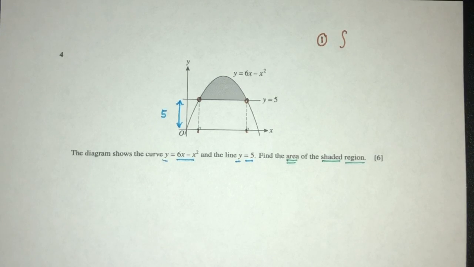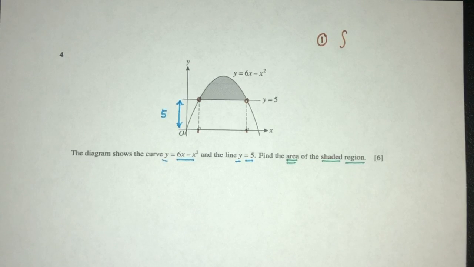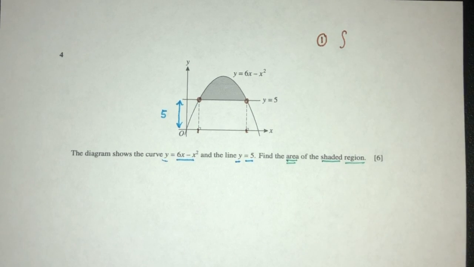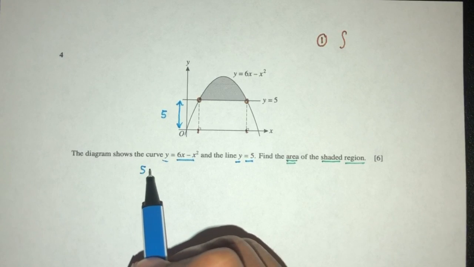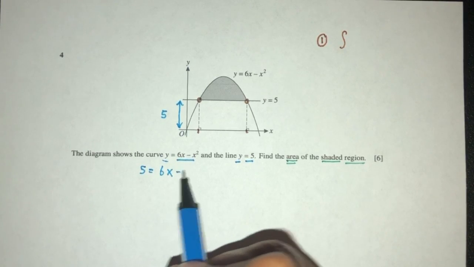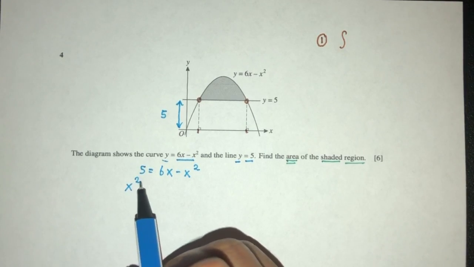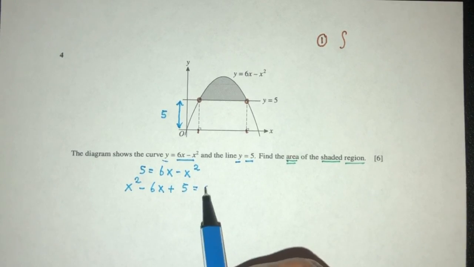So let's find that. The straight line is this and the curve is this, so we have to solve them simultaneously. Whenever we have a point of intersection, cuts, meets, we have to solve the 2 equations simultaneously. So y will be 5 on one side, and here we have 6x minus x squared. Let's rearrange, send everything to this side. You will have x squared minus 6x plus 5 equal to 0.